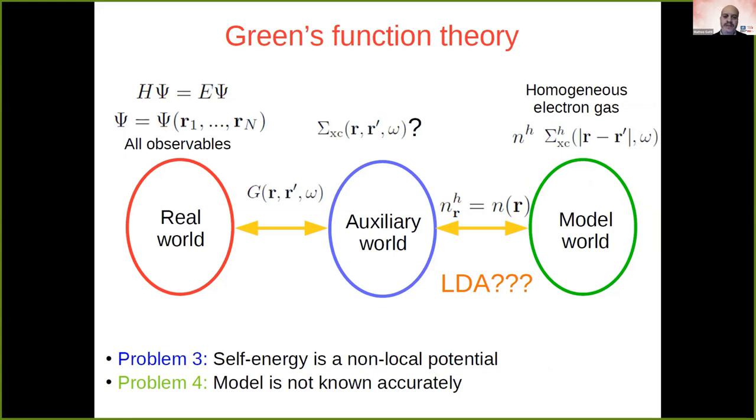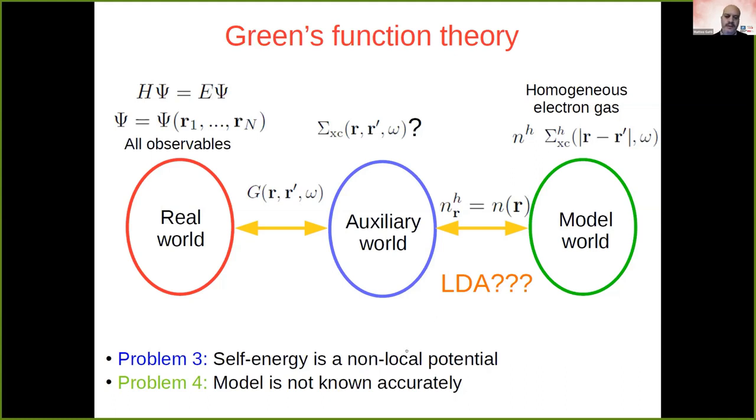Now, we immediately see that there is a problem if we want to design an LDA for the self-energy. The LDA is based on the fact that we need the density at a given point in order to define the object of interest. But in our case, the self-energy is dependent on two space points. So which energy should I take in order to do the LDA for the self-energy? And the other problem is the fact that the model, the homogeneous electron gas, is not known accurately. In the case of Kohn-Sham DFT, Quantum Monte Carlo was able to calculate the exchange and correlation potential very accurately in the case of the homogeneous electron gas. Unfortunately, for frequency-dependent quantities like the self-energy, this is not possible nowadays with Quantum Monte Carlo.